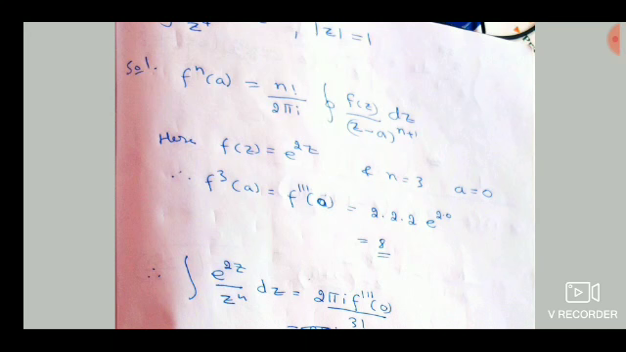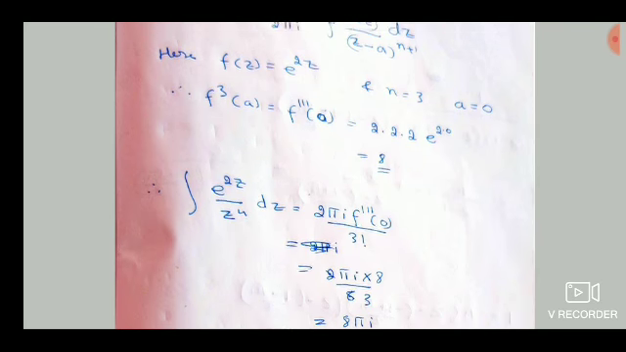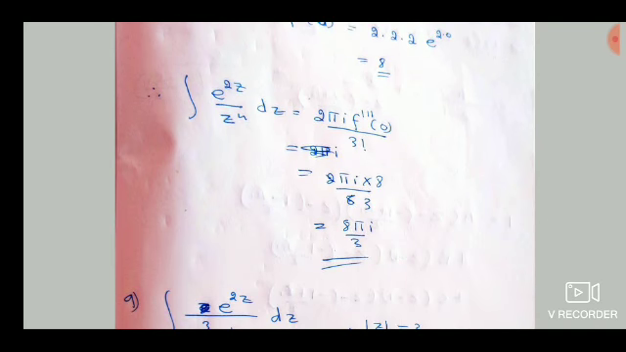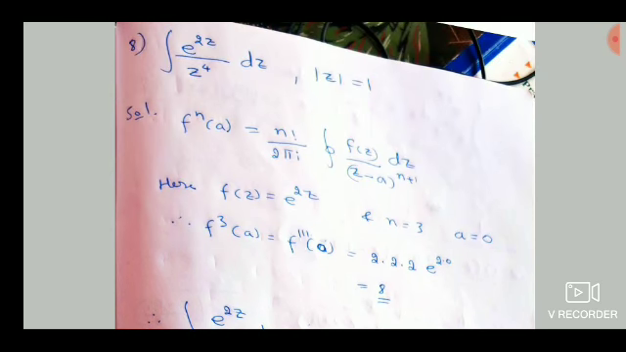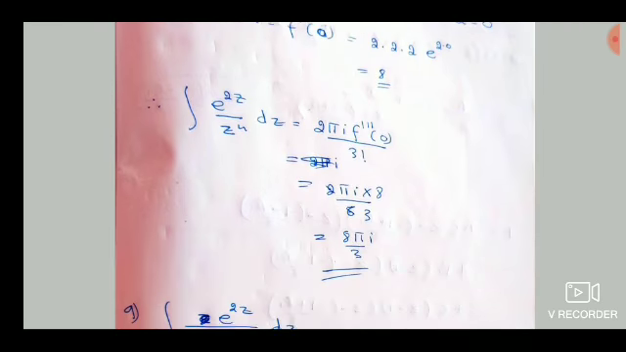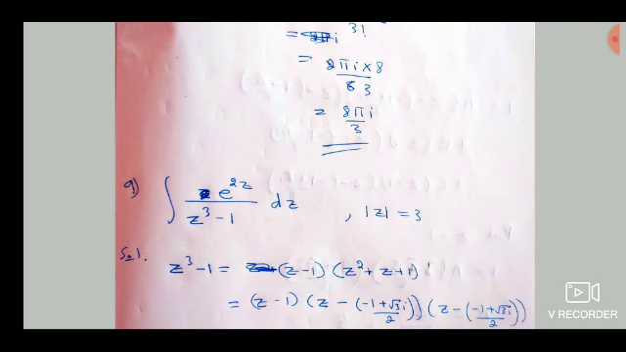If you differentiate e power 2z thrice, you will get 2 into 2 into 2 e power 2z, and I substituted z is equal to 0, so e power 2 into 0 will be 1, and 2 into 2 into 2 will be 8. I will substitute using the formula and you will get 2 pi i. You have 3 factorial because n factorial is there. 3 factorial is 6, so I will get 2 pi i into 8 divided by 6. The answer is 8 pi i by 3.